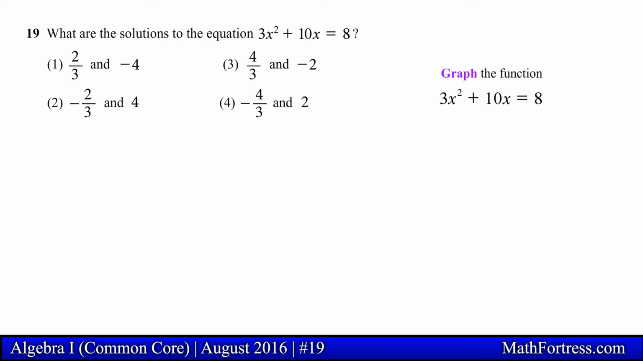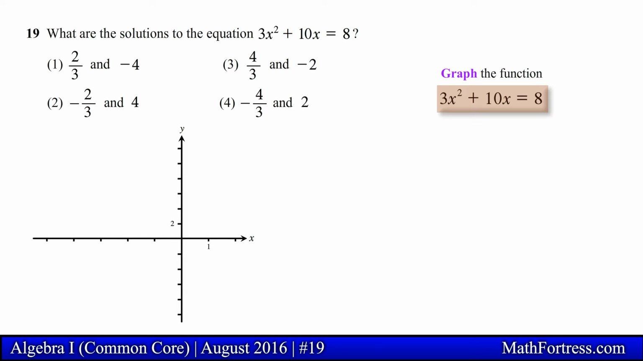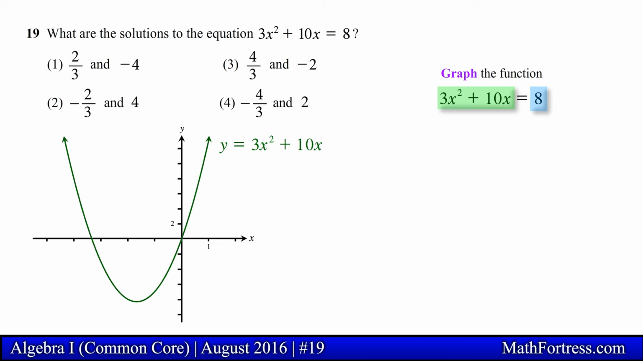We can find the solutions by graphing in a couple of ways. We can graph two distinct functions. The functions can be obtained by using the expression on the left and right side of the equation. In this case, we can graph the function y equals 3x squared plus 10x and graph the function y equals 8 on the same graph. Doing that, we obtain the following.